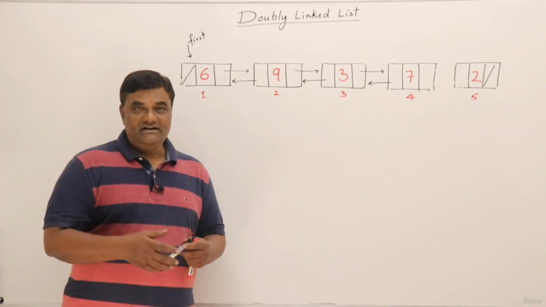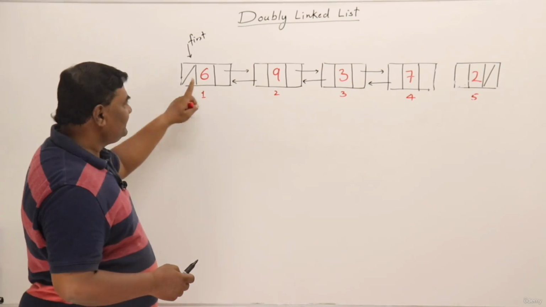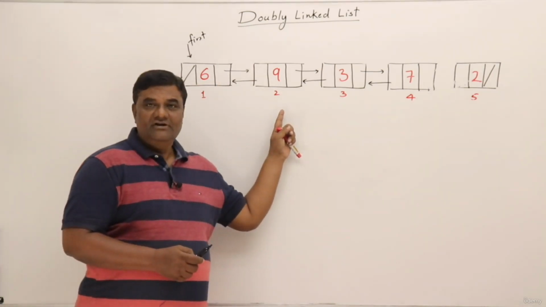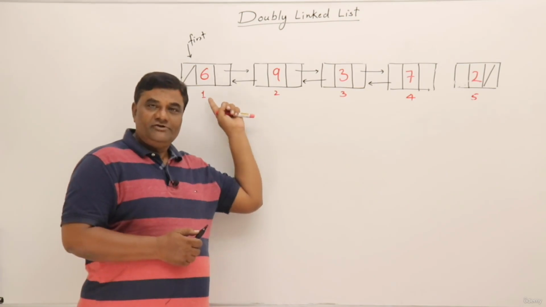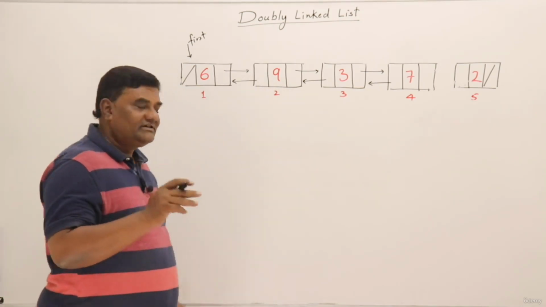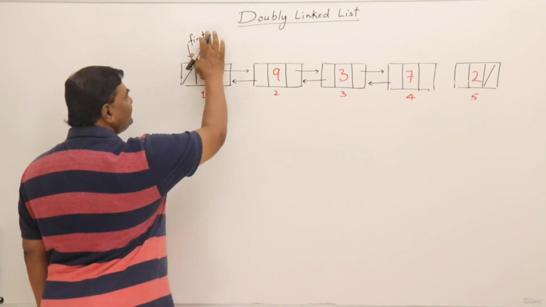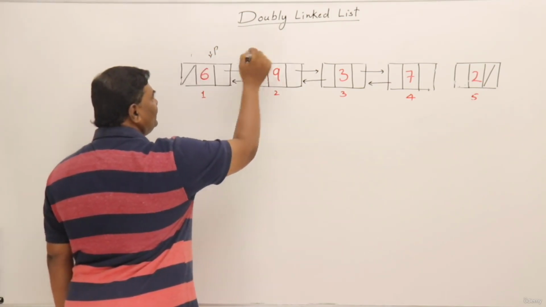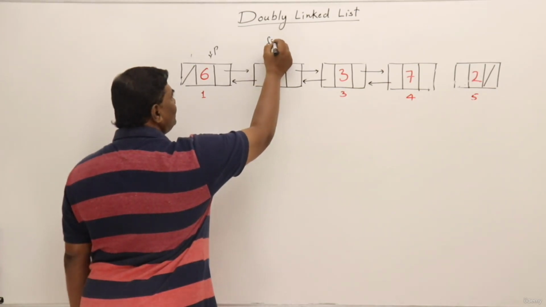What are the steps required? Say I want to delete this node. After deleting this node, this should become the first node. First is pointing here, so first should move to the next node. But before moving first, let us take a pointer P upon this node and then move first. So take P upon first and move first to the next node.